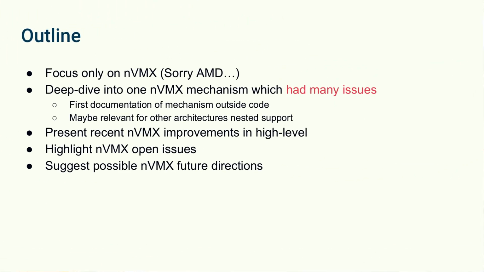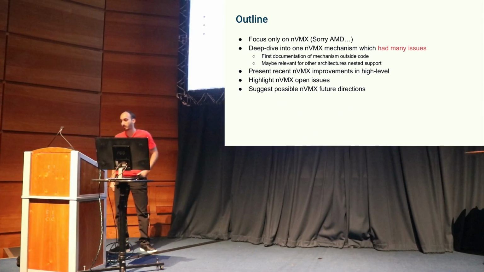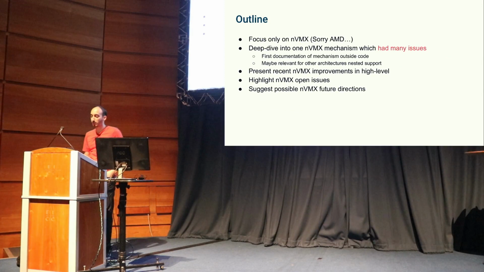So what I'm going to talk about. Even though the title says x86, I'm only going to talk about Intel CPUs. And it's really hard to talk about all the improvements that we have made to nVMX during the past year. So what I decided to do is to deep dive into one specific mechanism that I think had the most issues statistically, both this year and in the previous year, which is event injection. This mechanism was built over time by fixing edge cases and bugs. And there is no other public documentation besides the code, so I think this is a good opportunity to do that.